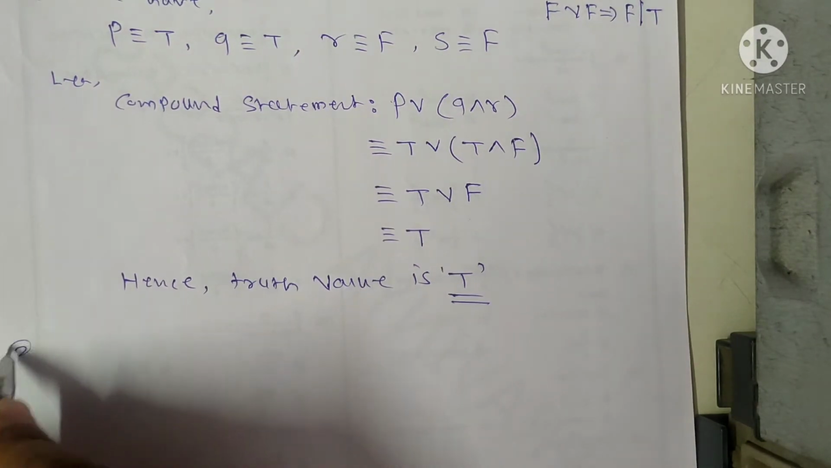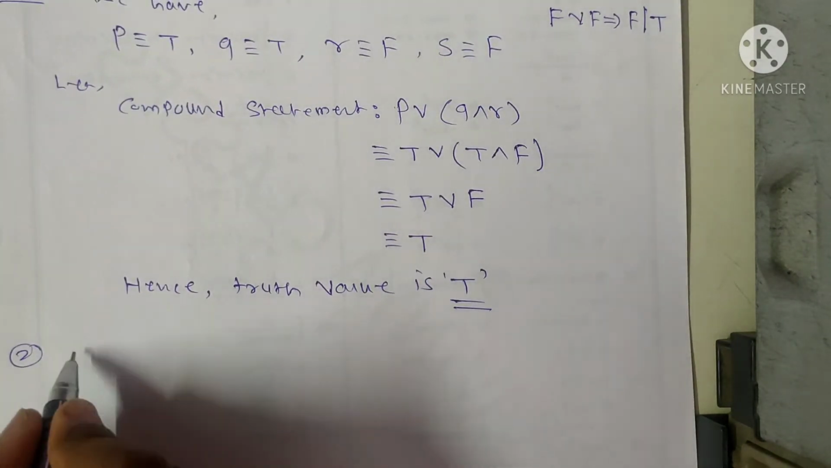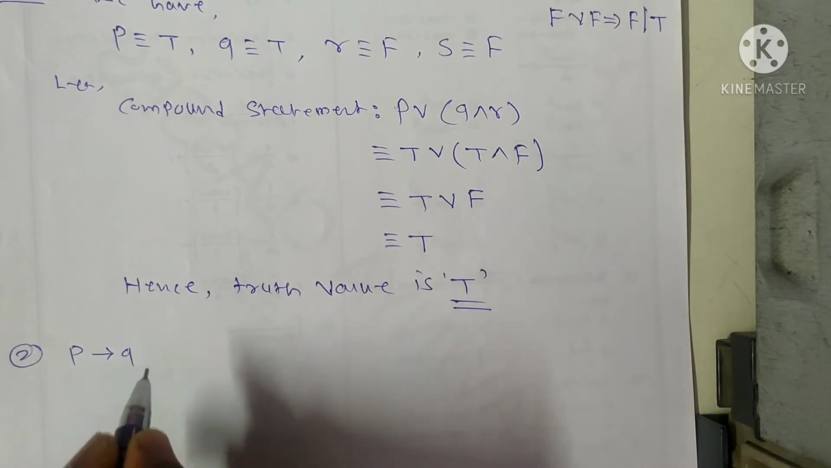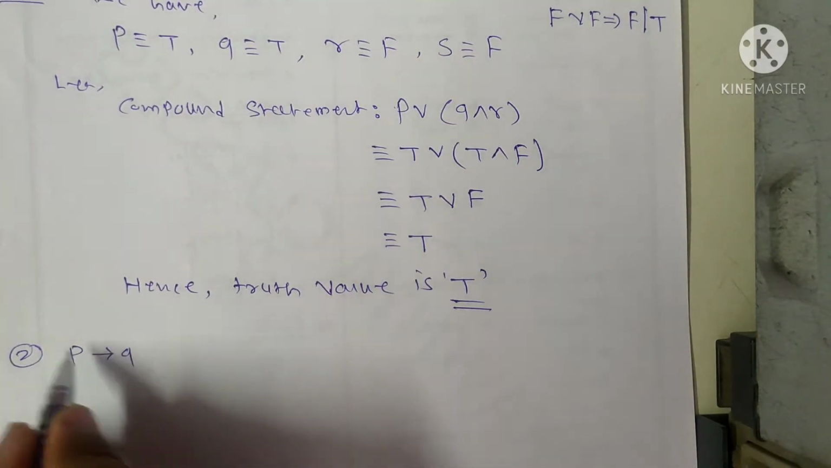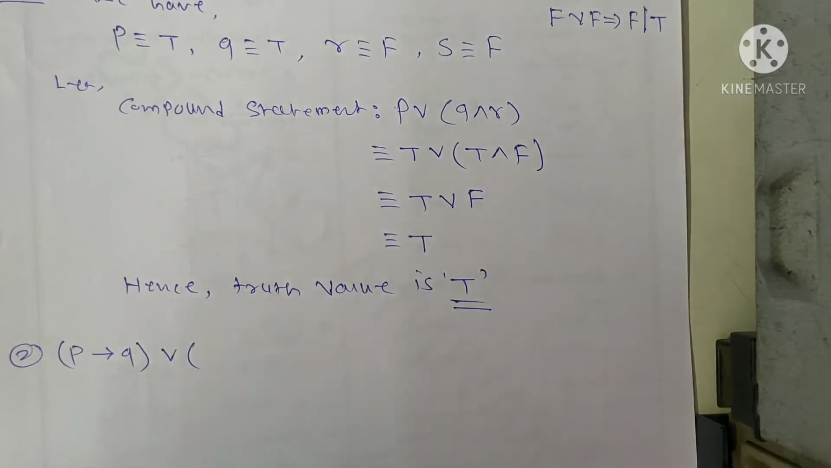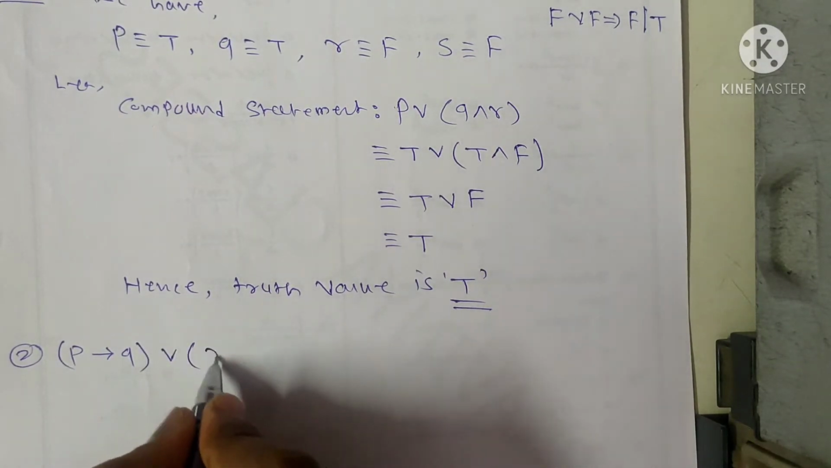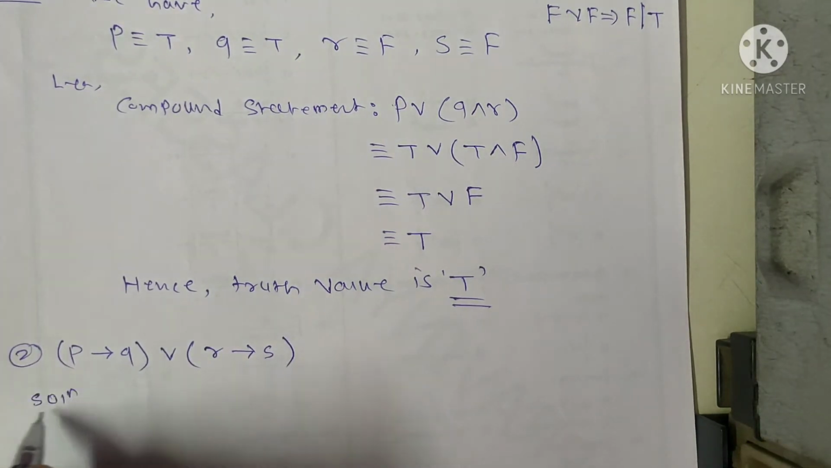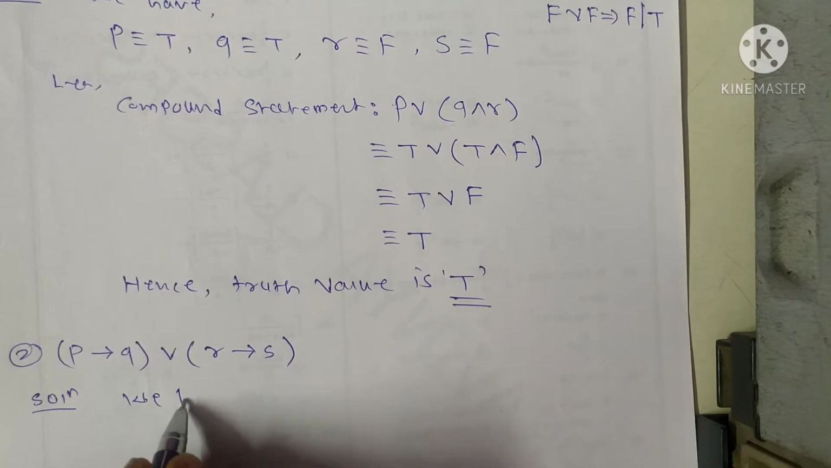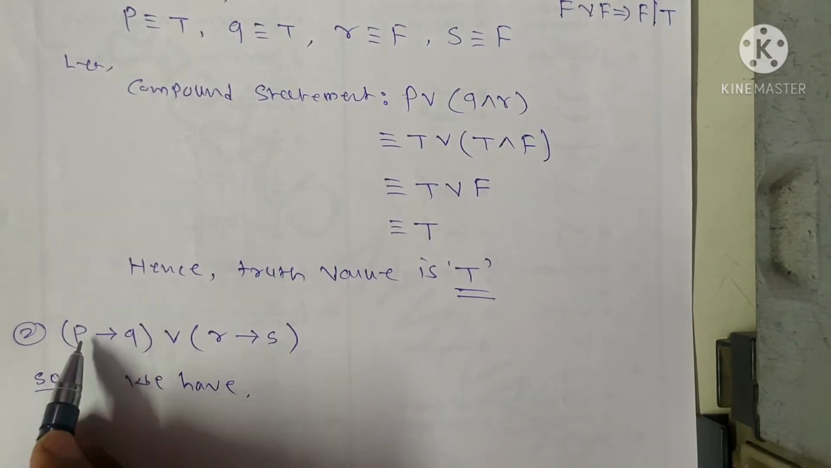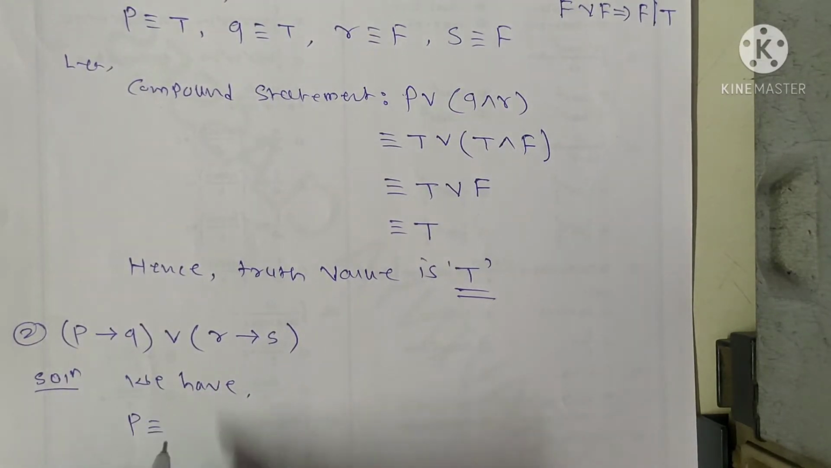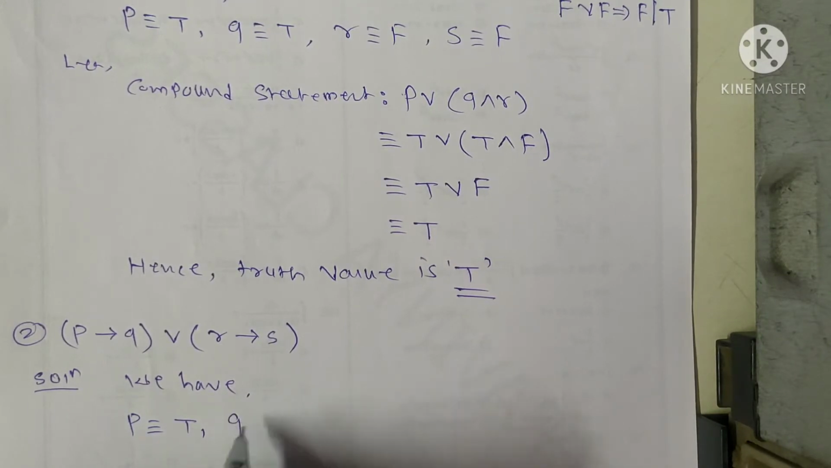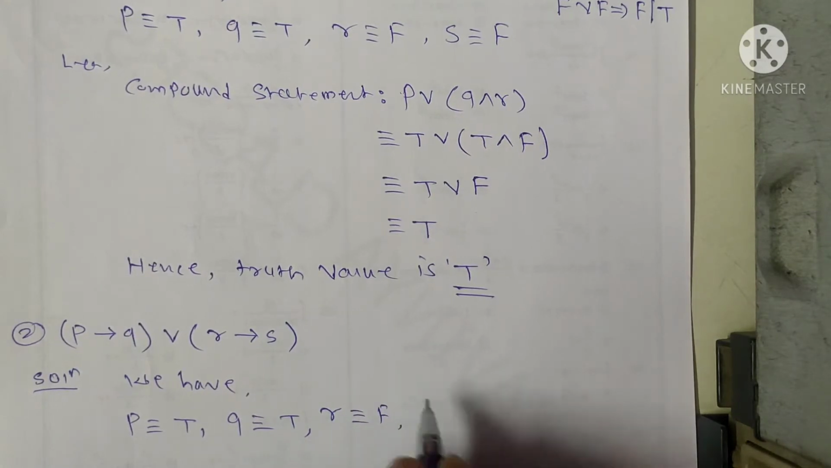Second, P then Q or R then S. Solution. We have statement P is true means T, statement Q is true means T, statement R is false means F, and statement S is false means F.